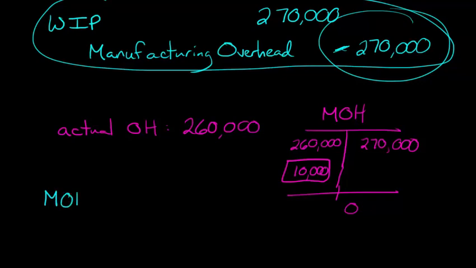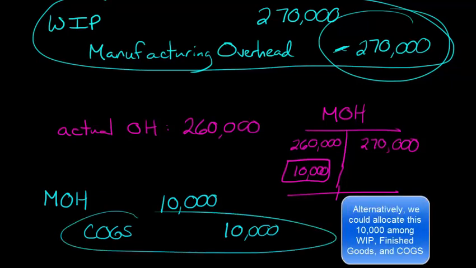I'll just say here's manufacturing overhead, MOH. We'll debit that for 10,000. You say, well, why a debit? Well, that's what we've got here in our T account. We need to add 10,000 to the debit side, and then we'll credit cost of goods sold for 10,000. So we're basically burying this difference in cost of goods sold. There's actually another way of doing this, and we'll have another video discussing that.